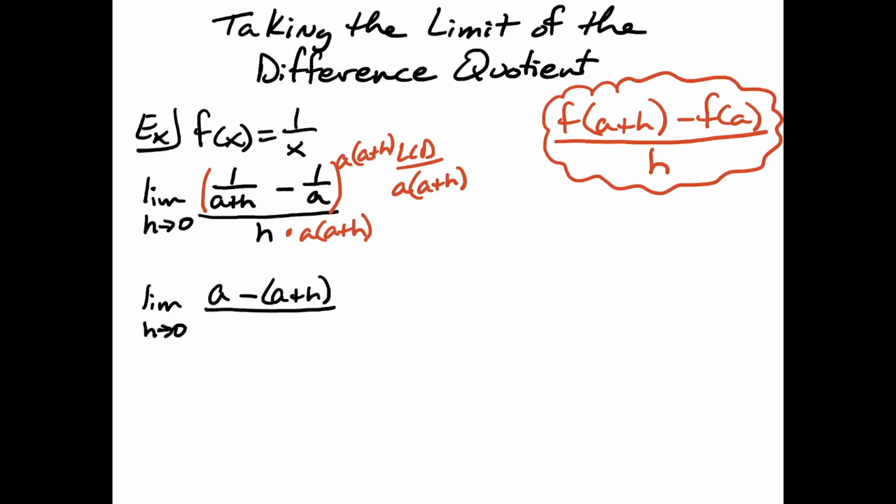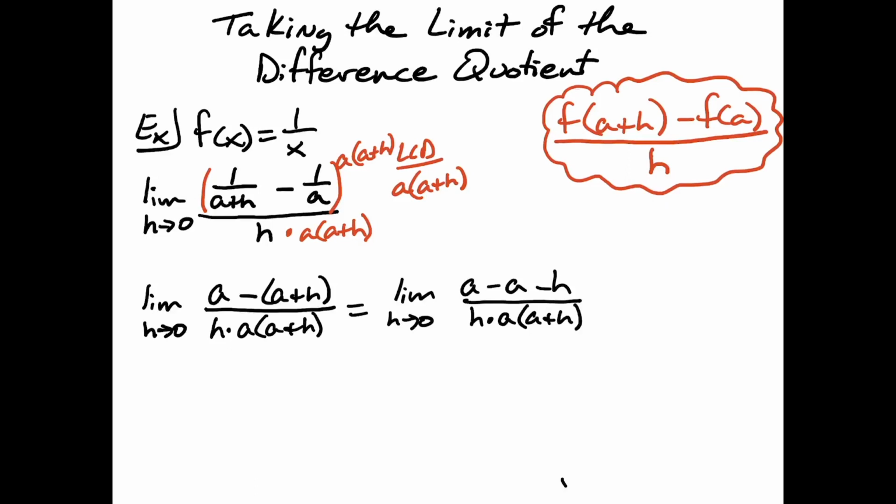And on the bottom, I am not going to distribute or anything. We're just going to leave it as h times the a times a plus h. That numerator is going to then simplify to the limit as h approaches 0 of a minus h, and then all over, again leaving that denominator, h times a times a quantity a plus h.